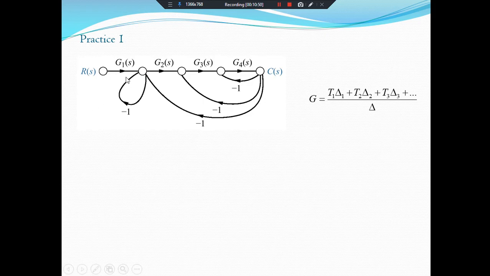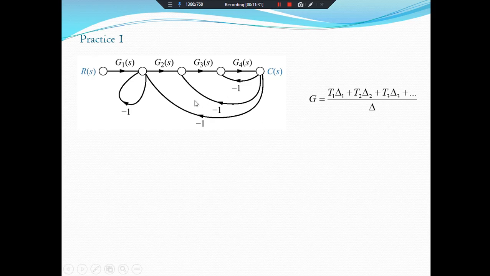I have written two practice problems for you. One is this. In this case, we have only one forward path: G1, G2, G3, and G4. The second term will be the non-touching loops. How many loops are there? One loop and two loops, and here comes the third loop, and here comes the fourth loop. Four loops are here. One is minus 1, another is G4 minus 1, G3 G4 minus 1, G2 G3 G4 and minus 1. Or instead of putting minus 1, you can simply multiply it with the minus.